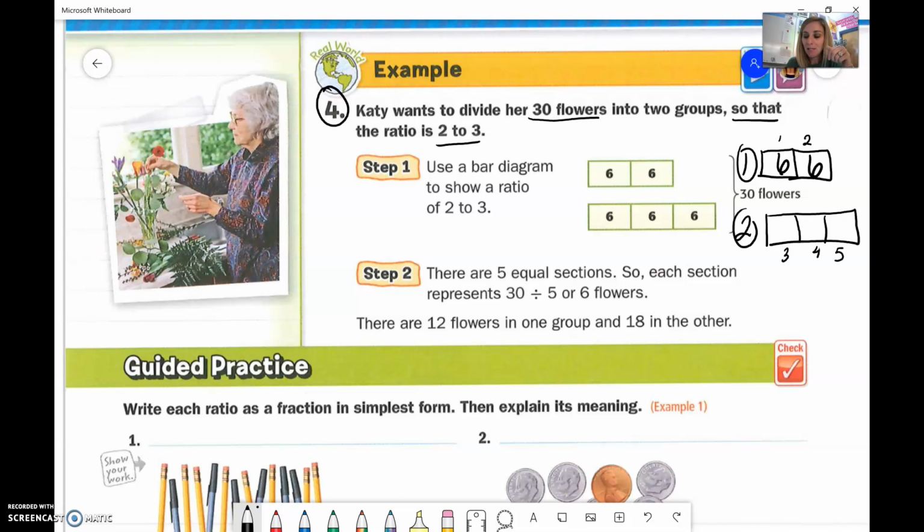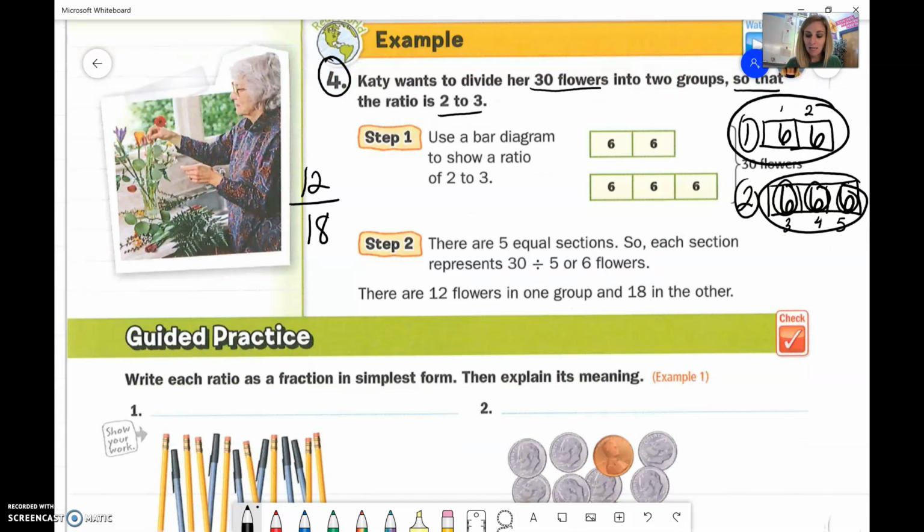So that means in each of these groups, there's going to be 6. So in group 1, I have 2 groups of 6, which is really 12. And in my second group, I have 3 groups of 6, which is 18. So she's going to have 12 flowers in one group and 18 flowers in the other. And when we take 12 and 18, that should equal 30. It's crazy how math works. It's amazing. It's not a coincidence. It's math. Okay? All right, let's take a look at these examples.